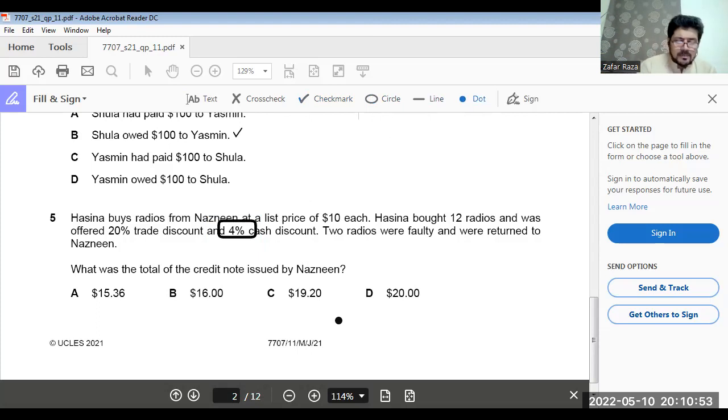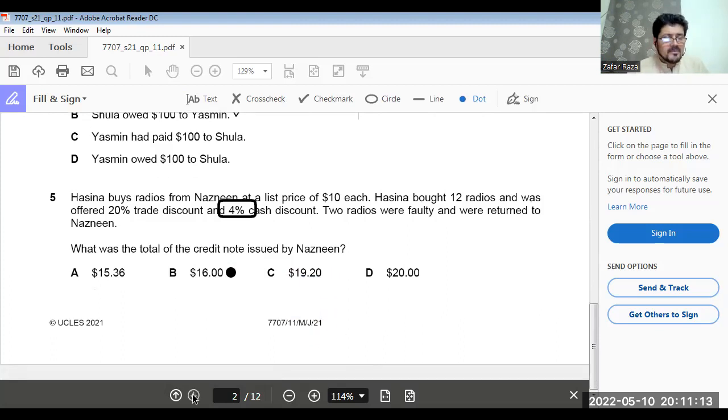Okay, 2 radios means $20, multiplied by 20% trade discount. $20 multiplied by 20%, $4 is trade discount. So 20 minus 4, $16 is your answer. Okay, this is your answer. Now come to question number 6.